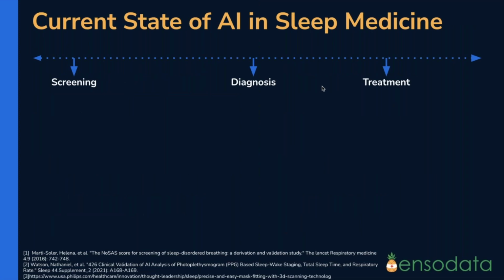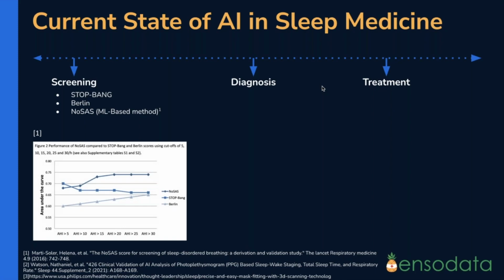All right, so let's now take a look at the current state of AI in sleep medicine, and then we'll also talk about the future. From screening and diagnosis to treatment, AI in sleep medicine is currently being used across the whole patient pathway in order to provide a more efficient, cost-effective, and accurate experience. In screening, for example, questionnaires like STOP-Bang, Berlin, and NoSAS, which is a more modern machine learning-based method, are all being used today to efficiently screen for undiagnosed OSA. The figure that I have here illustrates the difference in performance for these three indices.